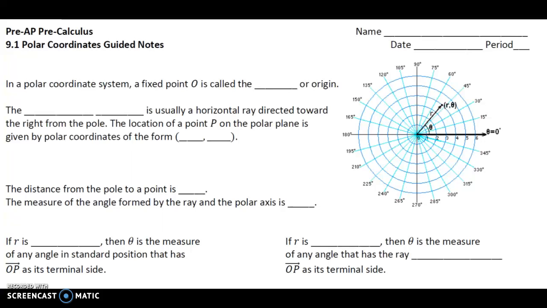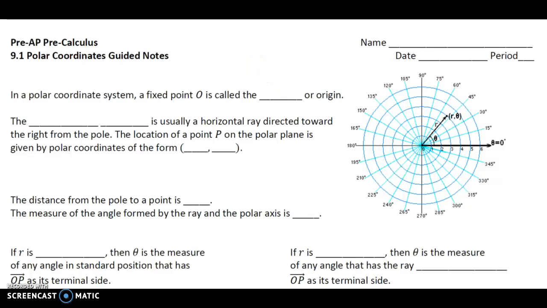Polar coordinates guided notes. In a polar system, a fixed point O is called the pole or origin, just like in a coordinate plane. The polar axis is usually a horizontal ray directed toward the right from the pole. Here is my polar axis.